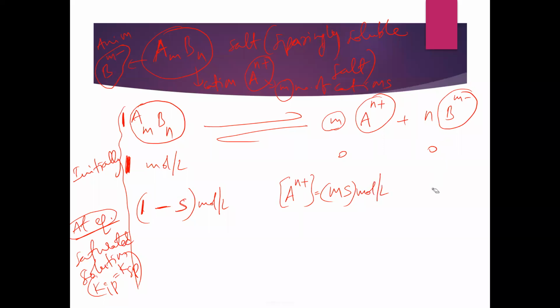Now in this case, tell me, what will be the concentration of the B minus M anion? How to take it? Again, N into S. NS. So NS moles per liter. Here MS, here NS moles per liter.